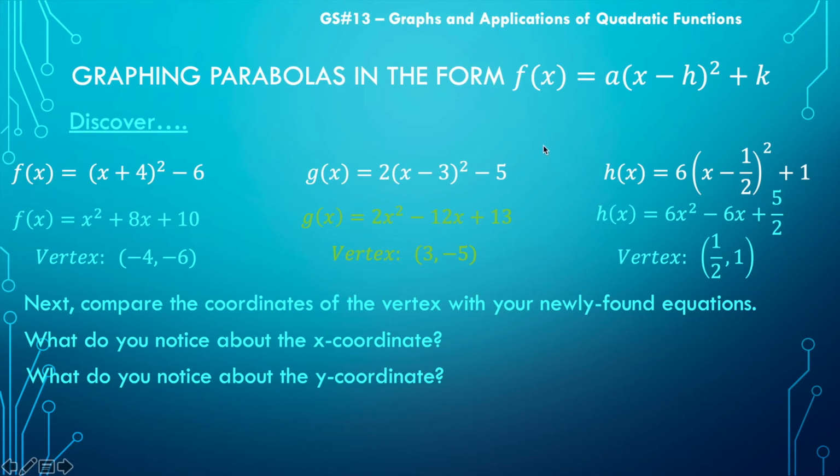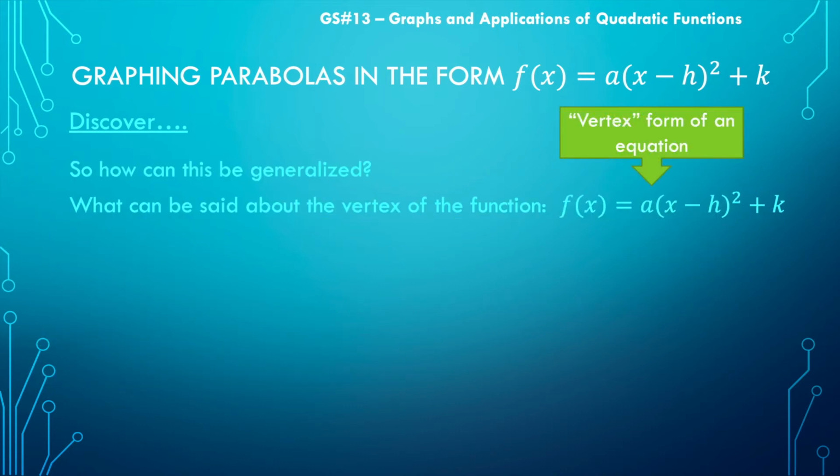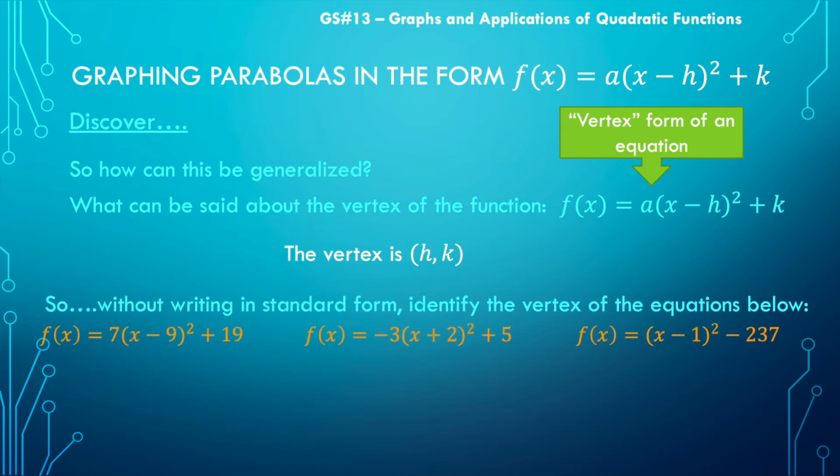And so we really don't have to go through this process if we have an equation which is in this form, because we are already kind of given, in quotation marks, our vertex. And so sometimes we call this vertex form of an equation when it's in this form, because we can pull the vertex directly from the equation. So we can say that if a function is in this form, the vertex will be the coordinate (h, k). Okay, got that? All right, so don't write these in standard form, but identify the vertex of these equations.